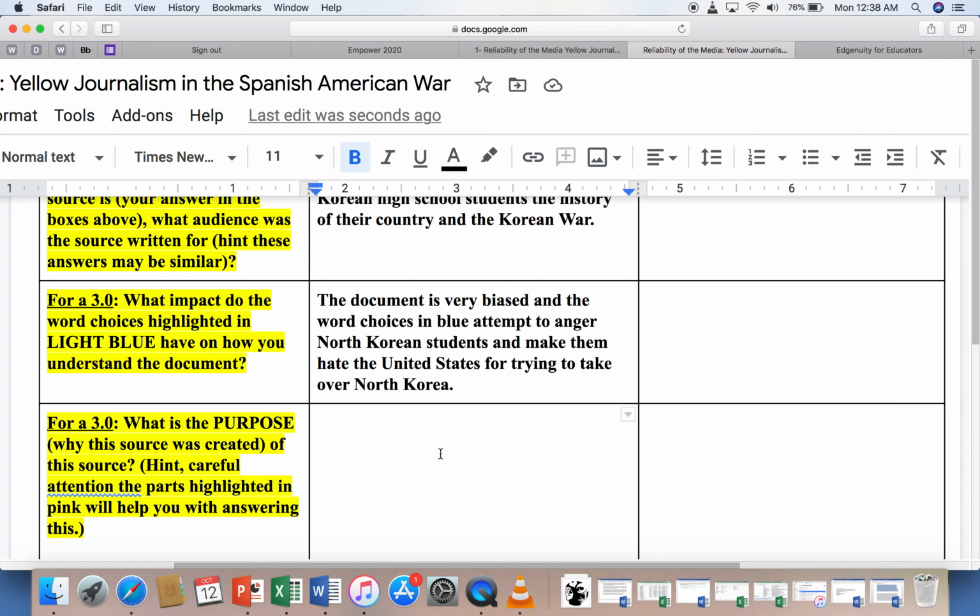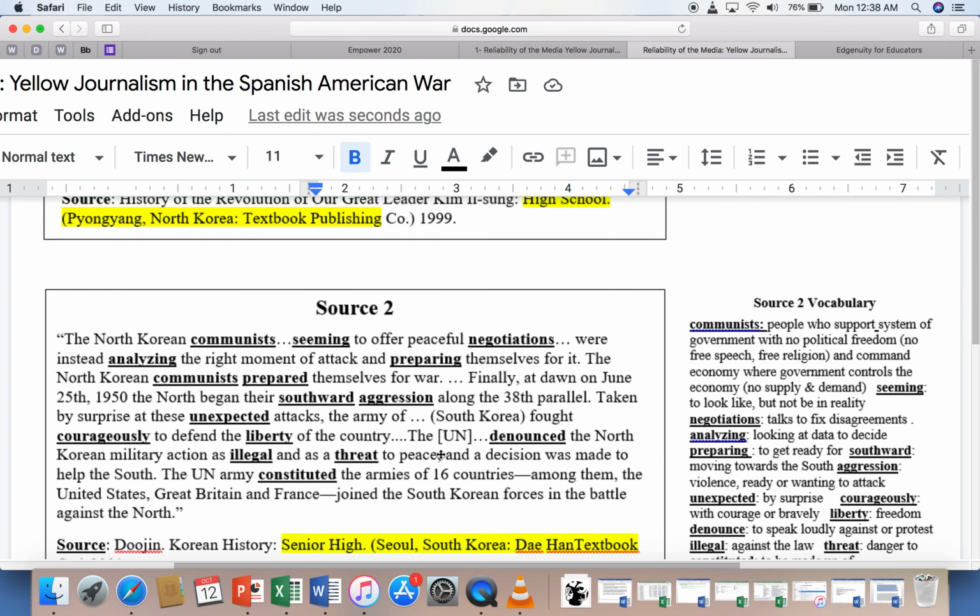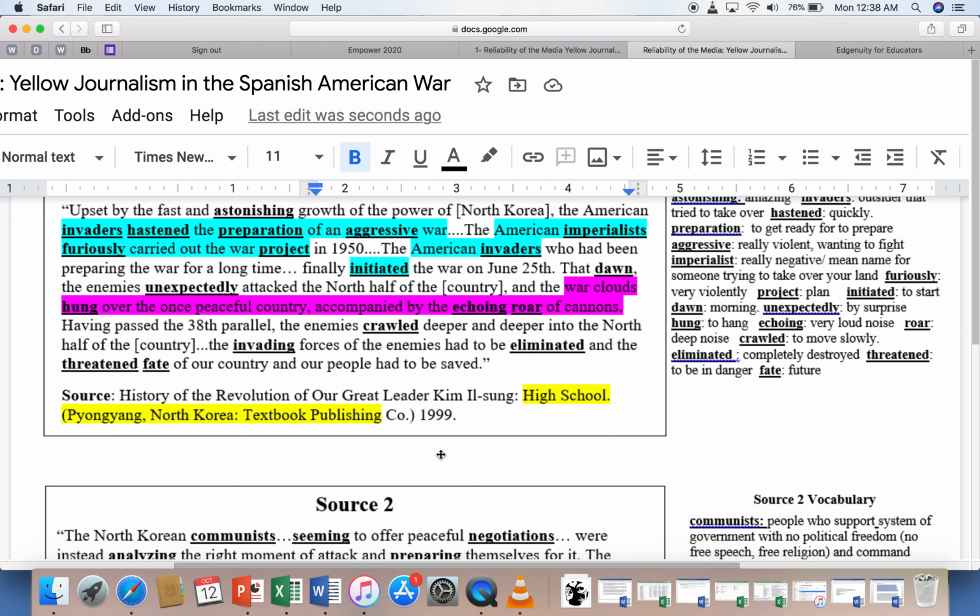And it says, hint, careful attention to the parts in pink may help us. So let's take a look at the parts in pink here. Okay? War clouds hung over the once peaceful country, accompanied by the echoing roar of cannons. Textbooks typically don't describe things so excitingly, right? War clouds, they hung over the once peaceful country. They just hung there. And they were accompanied by this echoing roar of cannons. That's not what history books should do.